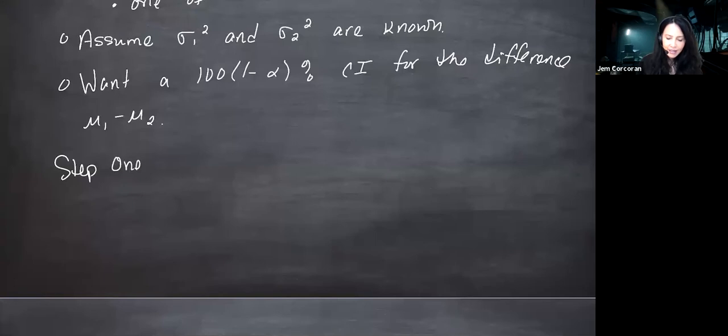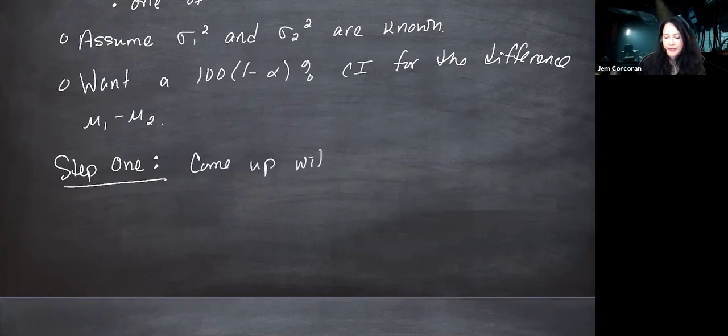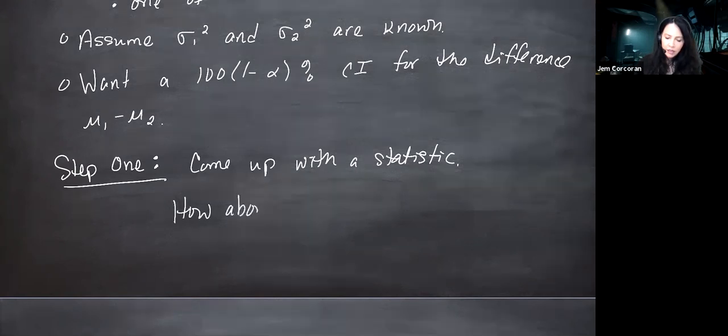I meant to look at my steps and really solidify this. So the first one is to come up with an estimator or statistic. And because I want to estimate a difference between two means, I think the very natural thing to do would be to take the two sample means. So how about we look at the first sample mean minus the second sample mean.